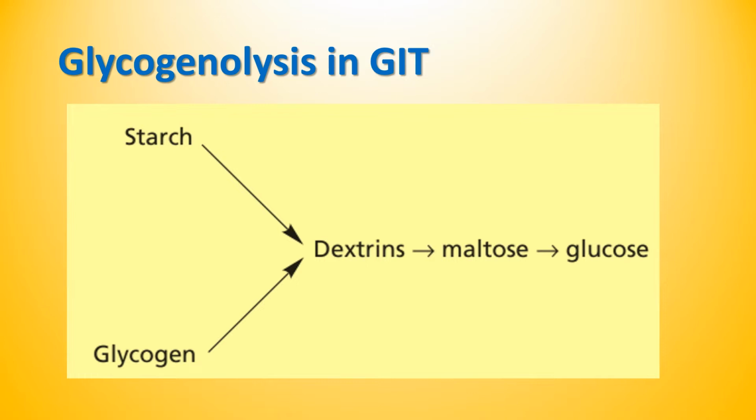Just to give you an idea about the breakdown of glycogen in the gastrointestinal tract. In the GIT, the amylases cause the breakdown of starch into dextrin, then into maltose and glucose. In the same way, glycogen is hydrolyzed into dextrin, then maltose and then glucose. So dextrin is an intermediate product of the hydrolysis of starch and glycogen. It is then converted into maltose and then into glucose.